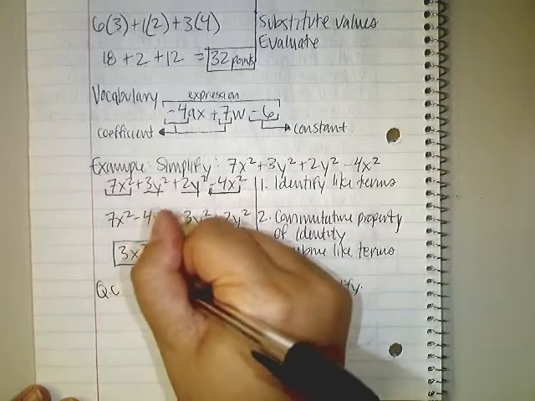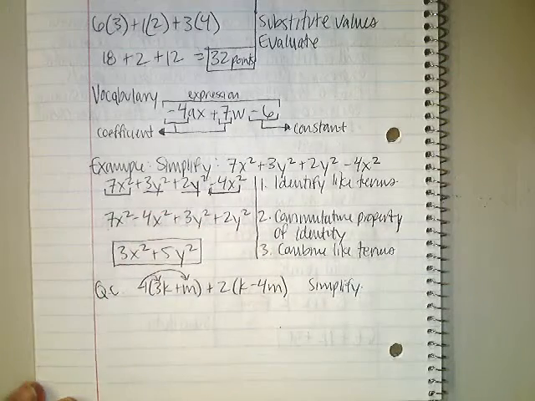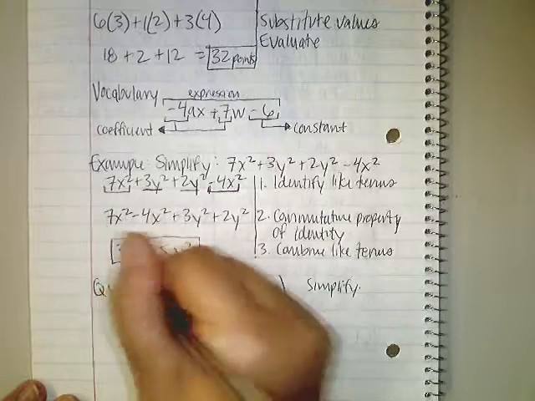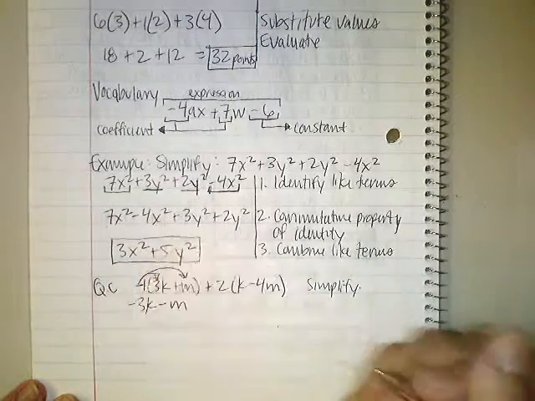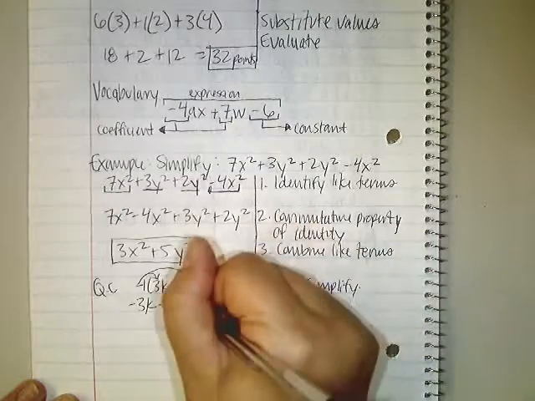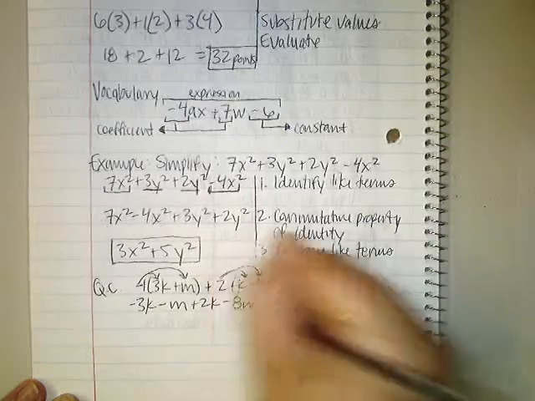So the first thing I'm going to do is distribute my negative in. If it helps, you can imagine this is a -1 that you're distributing in. So -1 times 3k is -3k. -1 times m is -m. And then I'm going to distribute my 2 into each term. So 2 times k is 2k. 2 times -4m is -8m.